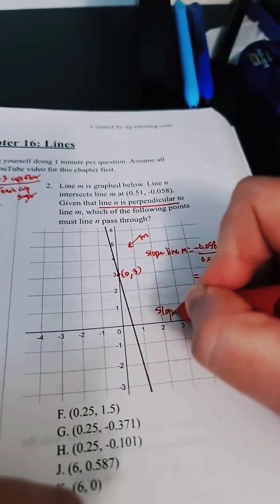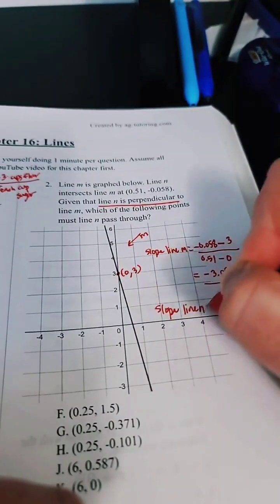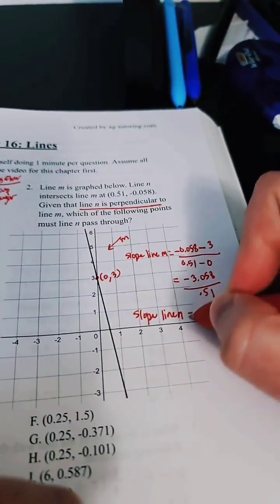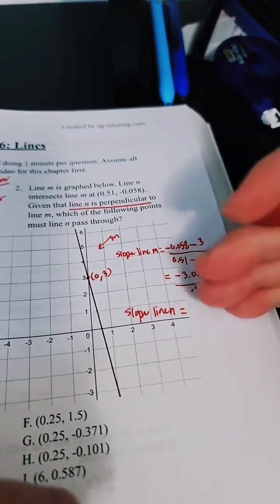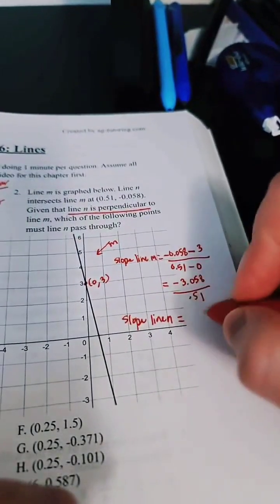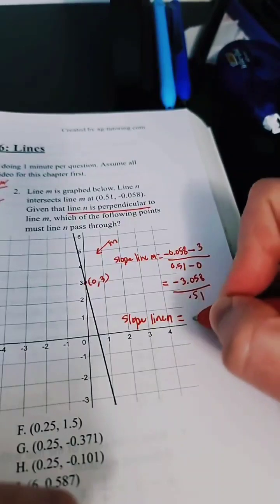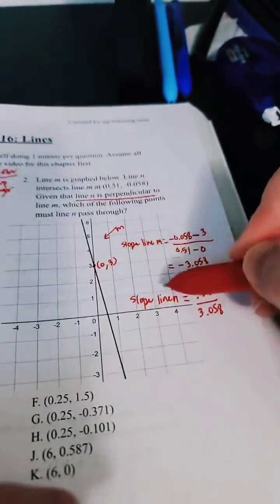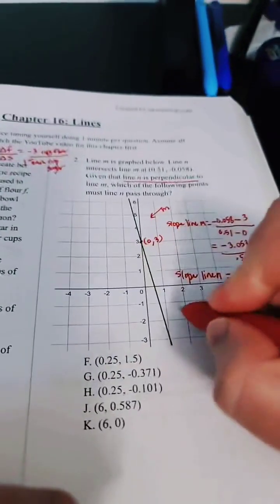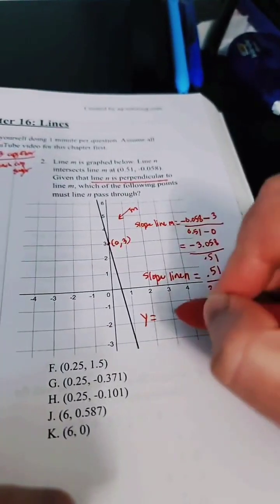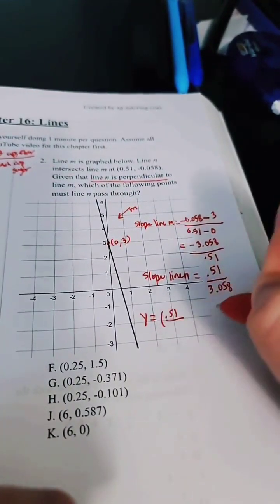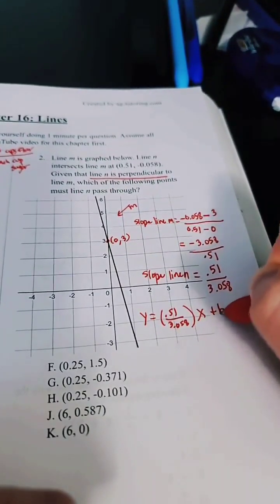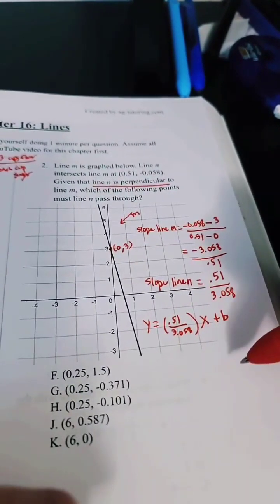Now remember, the slope of line N, the other line that we're interested in, is the negative reciprocal of this. Or the opposite reciprocal is another way that people say it. So like opposite as in you change the sign. So we're going to change the sign of this from negative to positive and flip it so that it's 0.51 over 3.058 for our slope for line N. So now if we're writing an equation for line N, it's going to be that y is equal to 0.51 over 3.058 times x plus whatever the y-intercept b is for that line N.